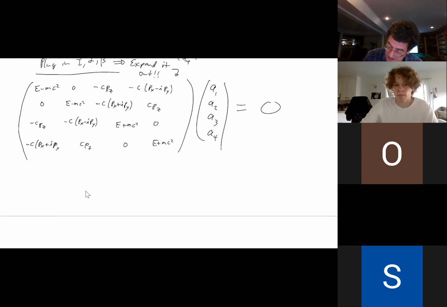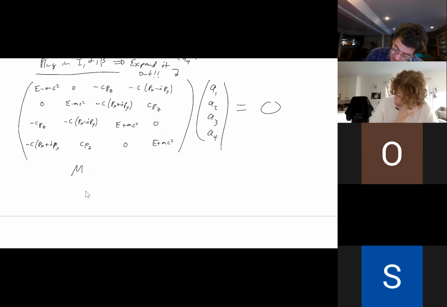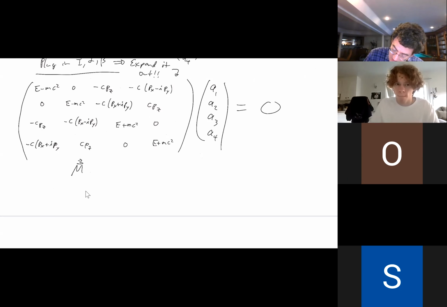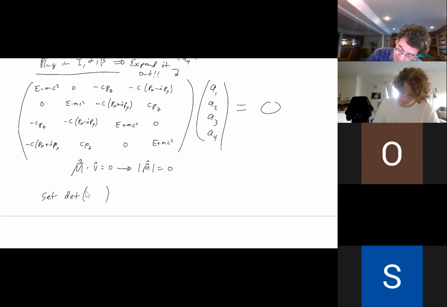Because the thing is, we know that a matrix times a vector equals 0. If that's true, then we know the determinant of the matrix equals 0. That's right. So then what we'll do is set the determinant of this matrix equal to 0.